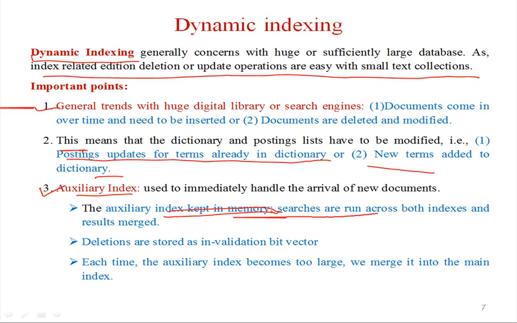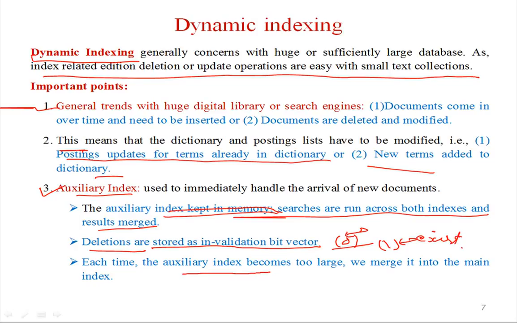Searches are run across both indexes and results merged. Deletions are stored in an invalidation bit vector. This means we do not delete immediately. We just make the bit 0, meaning this document doesn't exist, and 1 means it exists, like that. Each time the auxiliary index becomes too large, we merge it into the main index. So this is very simple.